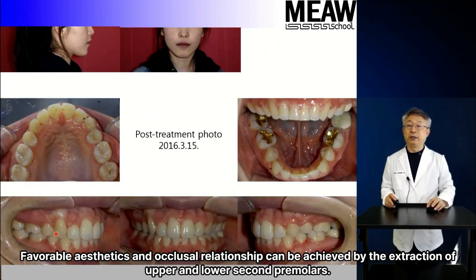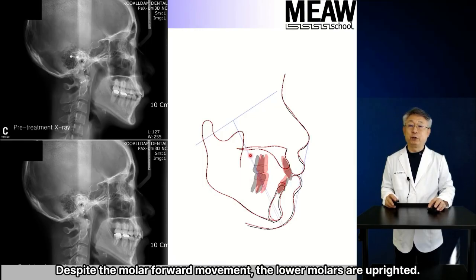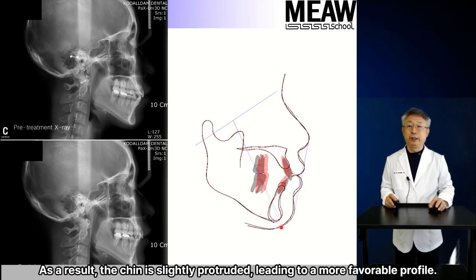Favorable aesthetics and occlusal relationship can be achieved by the extraction of upper and lower second premolars. The upper and lower incisors are slightly retracted, and the molars are moved forward. Despite the molar forward movement, the lower molars are uprighted. As a result, the chin is slightly protruded, leading to a more favorable profile.